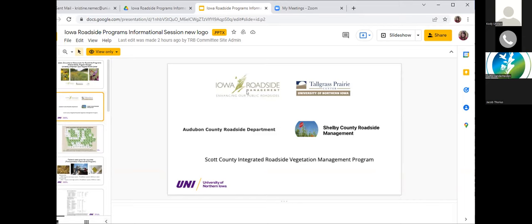We wanted a newer, more attractive logo for my office. But the county programs themselves, you'll see a few examples below. Some of them have the long name, like the Scott County Integrated Roadside Vegetation Management Program, IRVM. That's the set of technical methods people use to manage roadsides. Some counties choose to shorten their name a little bit, so it's whatever each county decides to use as their name might vary.